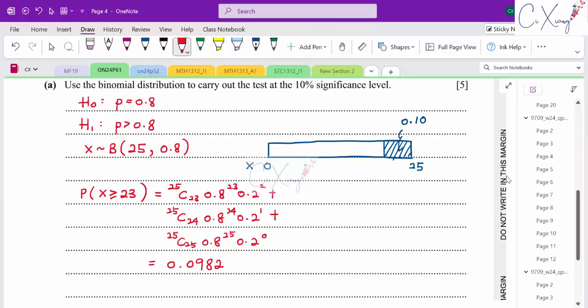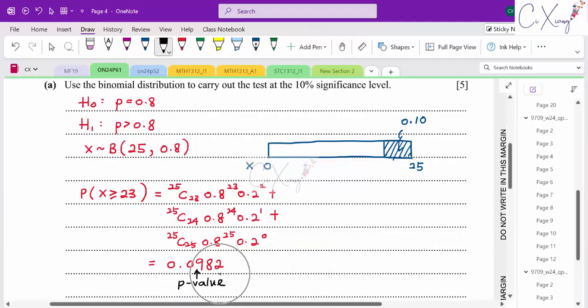By right, you will get 0.0982, correct to 3 significant figures. This area is what we call the p-value. To make the decision, we want to compare this area with the significance level. If you have a look and compare, your significance level is 0.1, which is the shaded area here. If you compare it with 0.0982, your 0.0982 should be smaller than this shaded area.